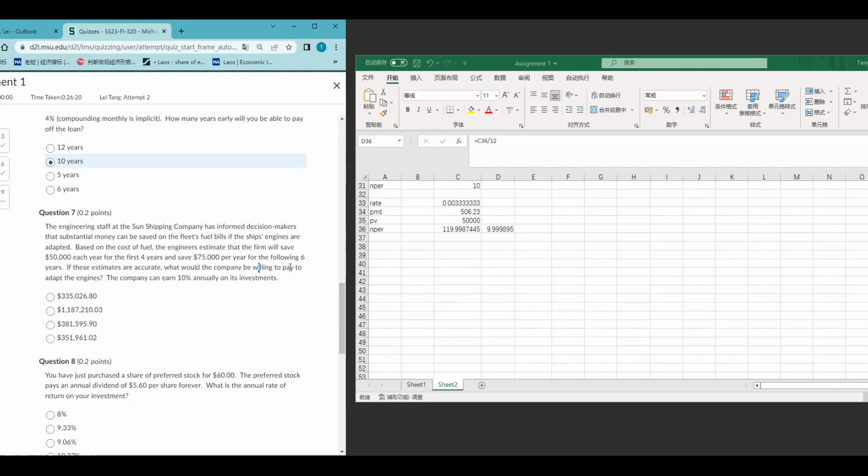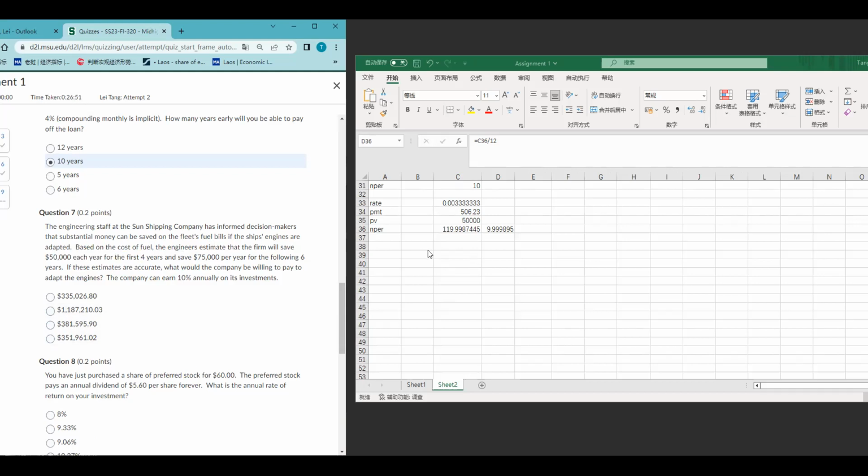Okay, what would the company be willing to pay to adapt the engine? So this question asks us to find the present value of this investment, right? How much money do we use right now for the adapted energy engine to save the money, right?